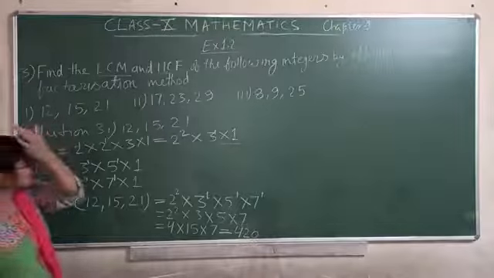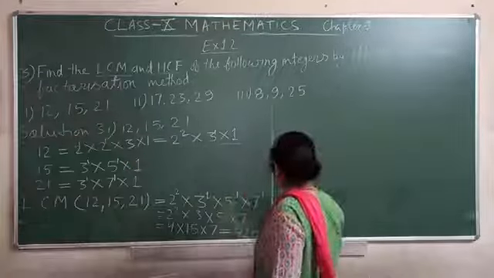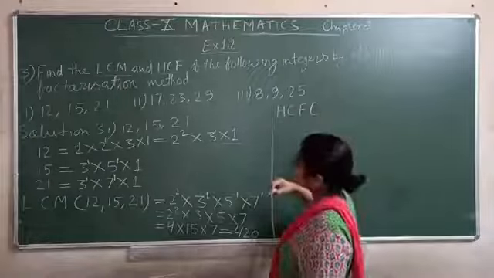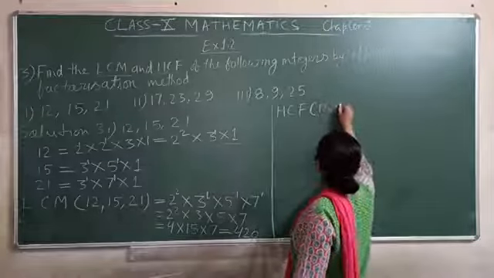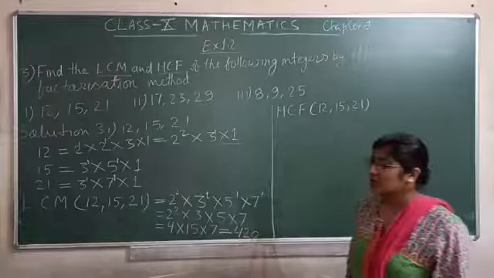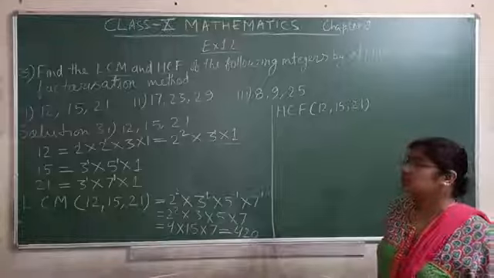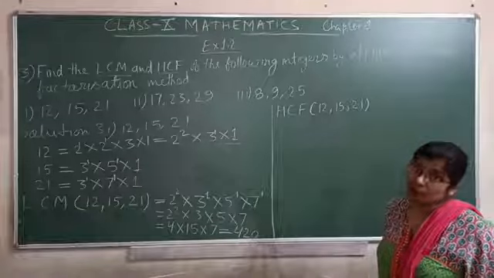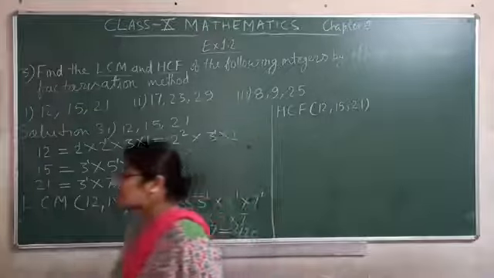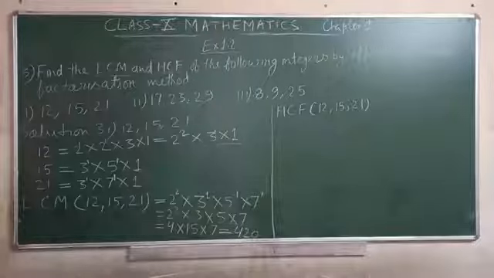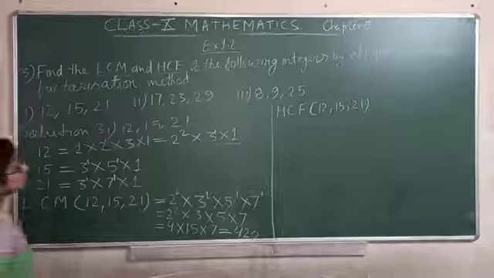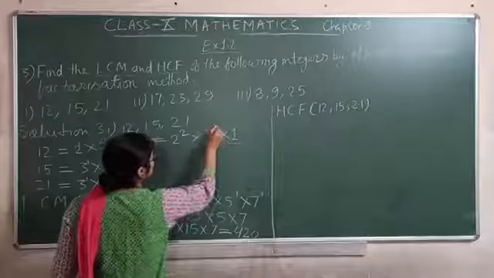Now we have to find out the HCF of 12, 15 and 21. What will you do for HCF? We have to choose the lowest power, or least power, of the common factors. Least power of the common factor you have to choose. Smallest power we have to choose.